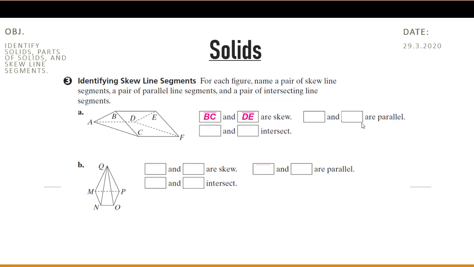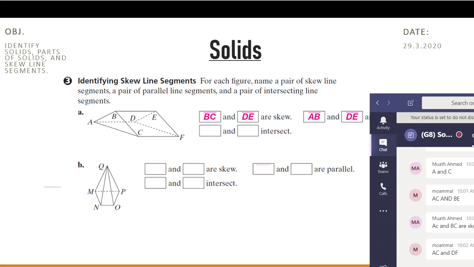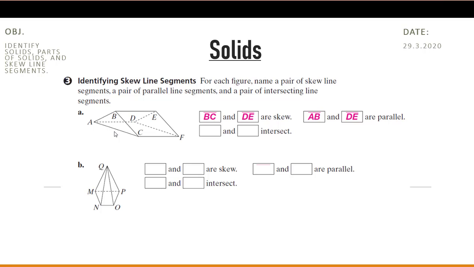Pair of parallel lines, we have AB and DE. These two lines are parallel because they are in the same face. So parallel lines should be in the same face, in the same plane. Also AC and DF, excellent, they are two parallel lines.